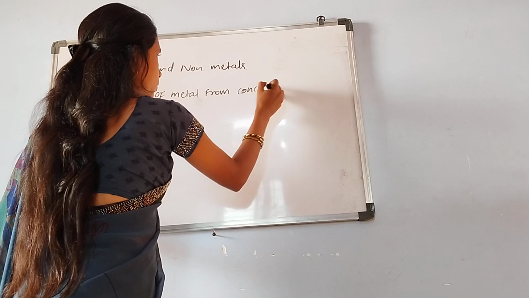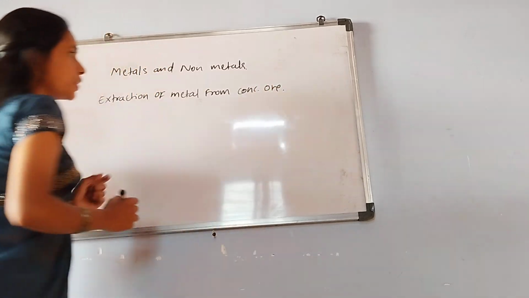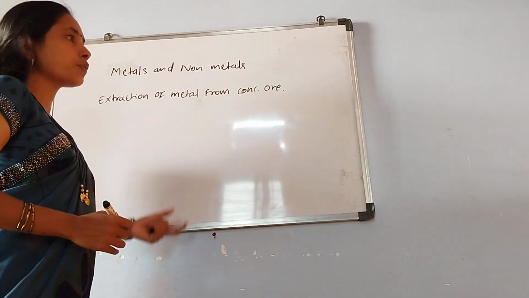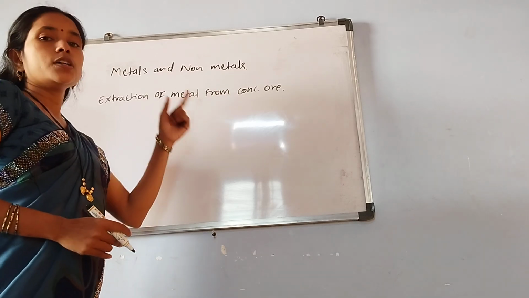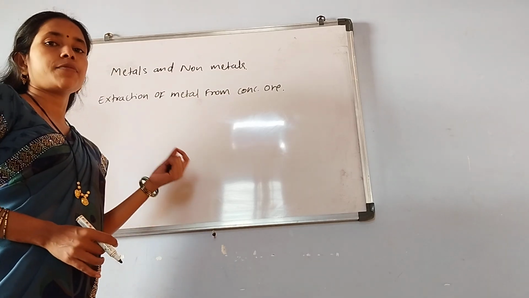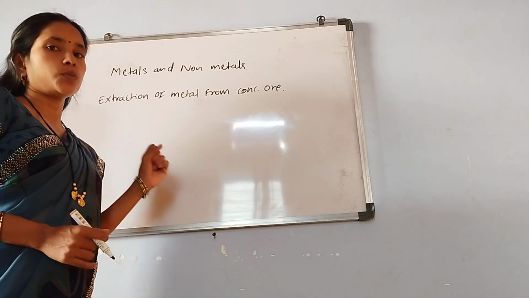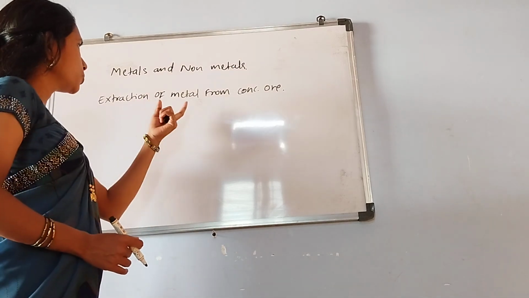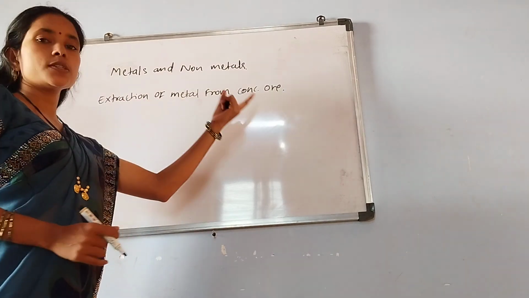from concentrated ore. Okay, so we have discussed the four methods of concentration of the ore, that is hydraulic washing, magnetic separation, chemical separation and transportation process. So today I am going to do the extraction of metal from concentrated ore.